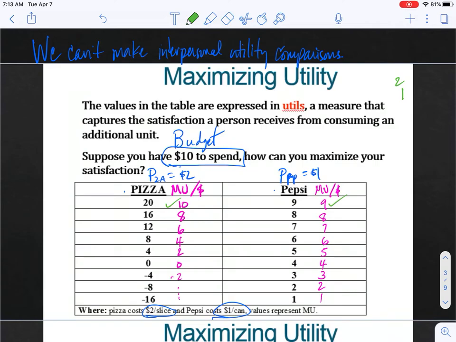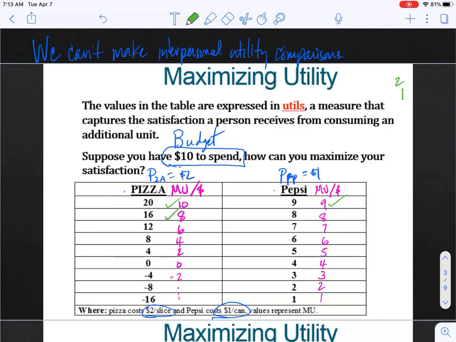So as long as I get positive marginal utility from this, I can keep going. I have more money. I'm not constrained yet. So what do I want to buy next? Pizza or Pepsi? Remember, I'm not looking just at bang, I'm looking at bang for my buck. Turns out the second slice of pizza and the second Pepsi each give me 8 units of happiness per dollar. So I could buy either one. Ultimately, I have $7 left.